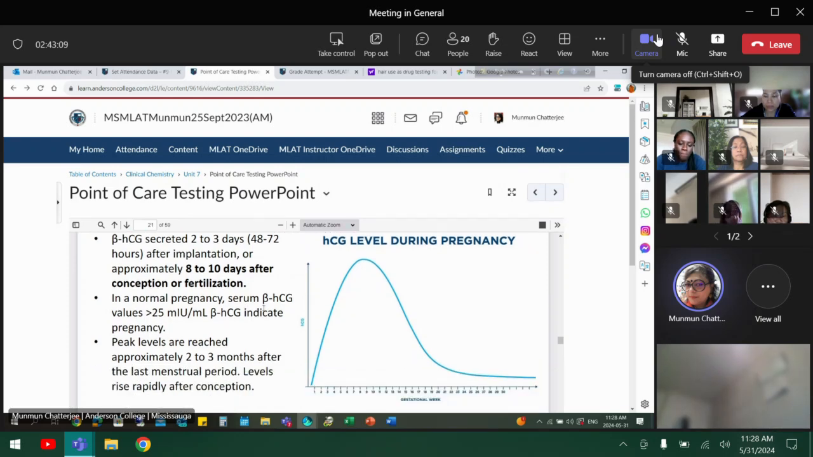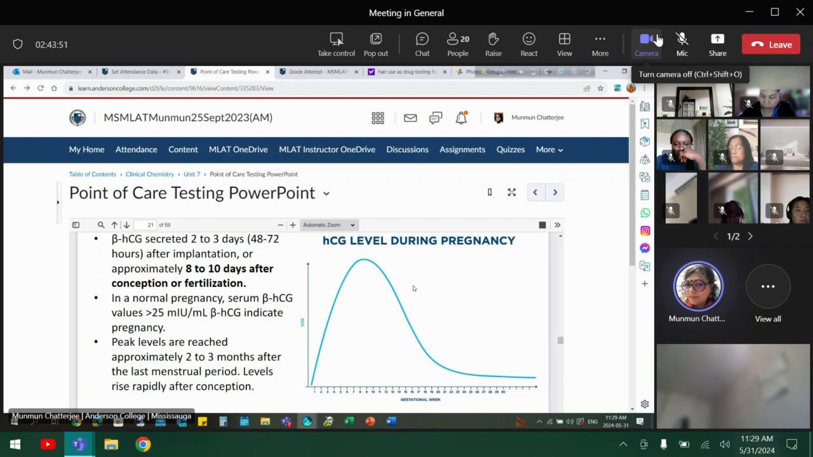In normal pregnancy, serum beta HCG values of 25 milli international units per ml, even if you get this value, indicate the pregnancy. It is getting higher as the days go, and it stays up to gestational week 21, and then when everything is done, the placenta is formed, baby is doing okay, then slowly it's going to come down. Peak levels are reached approximately 2 to 3 months after the last menstrual period.